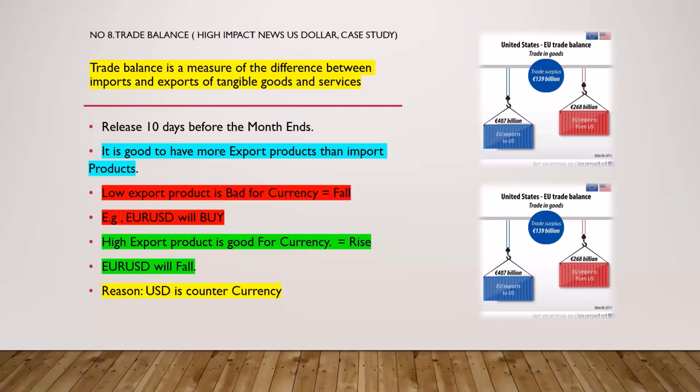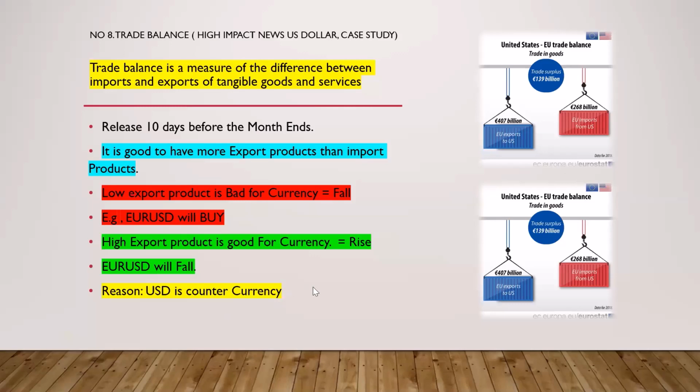So if you want to trade the market on Euro USD, for example, you place a sell order. Then when there is a low export product in United States, it means that United States are not exporting more goods. It will be a bad sign for the currency. It means that the dollar will go weak, and the dollar value would fall. And if you want to apply it in your trade on Euro USD, you place a buy.